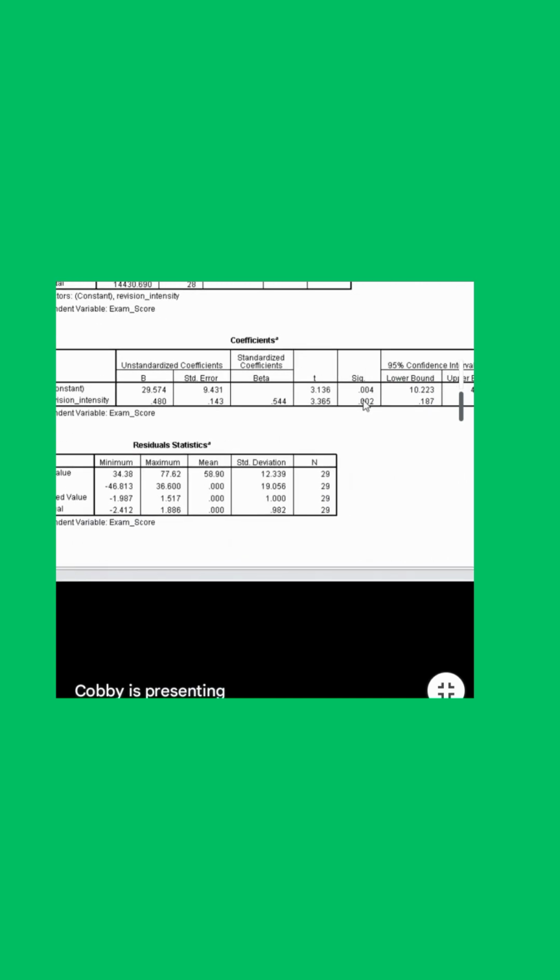Then you look at the significant value. You want to determine if these results are significant, and you see that it's also less than 0.05, this significant value here. Then you go to the confidence interval. If it does not include 0, that means that our results are significant. Okay.